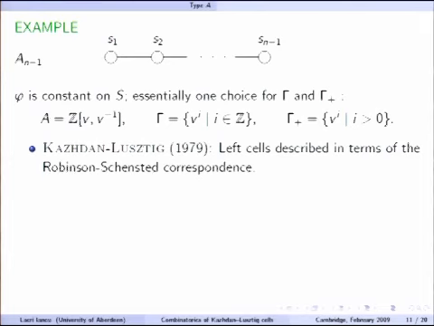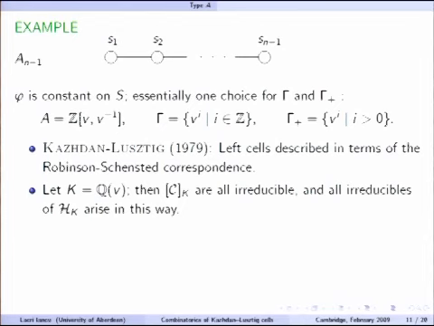Let me finish the story here. Also, if you take exactly this specialization, where capital K is really the field of fractions of A, then the specialized cell modules, cell representations are all irreducible, and all the irreducibles of H_K arise in this way.